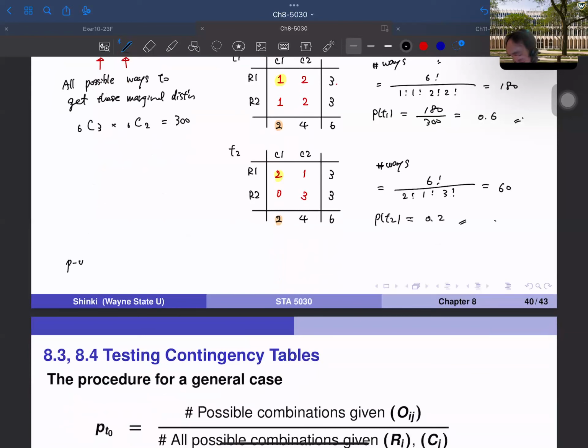And then the p-value for table 0 is equal to the summation of P of t for all t which satisfies P of t less than or equal to P of t0. So P of t0 is 0.2 again. So we add up all numbers which are 0.2 or less. So that is P of t0 plus P of t2. So the p-value is 0.4.